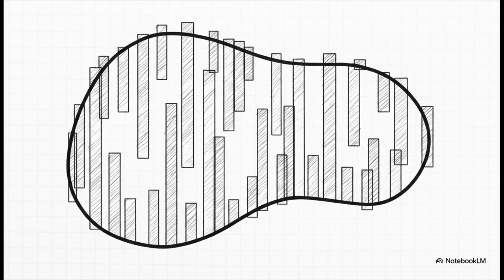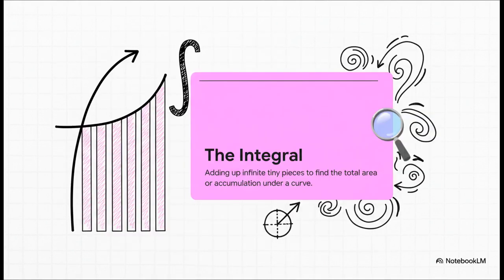How would you even start? Well, a really smart way to get close would be to fill it up with a ton of tiny, simple rectangles. Because you know how to find the area of a rectangle, right? And the integral, well, that's the tool that makes this whole process perfect. It's what lets us add up an infinite number of these impossibly thin rectangles to get the exact total area. It's how we find the total accumulation, the whole story.